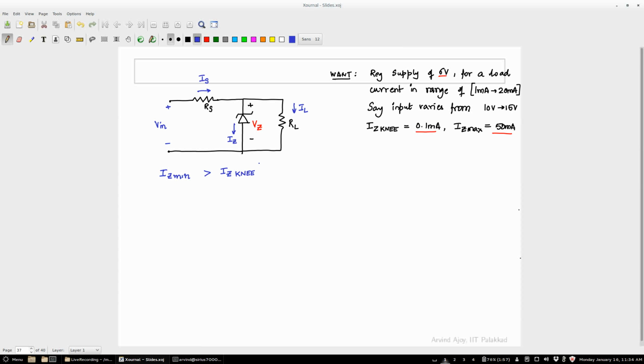Why do I want IZ minimum? So this IZ minimum must be greater than I need. Basically what I am saying is, for all the things that are varying in this circuit, you can calculate the global IZ minimum, and that IZ minimum must be greater than the I need.